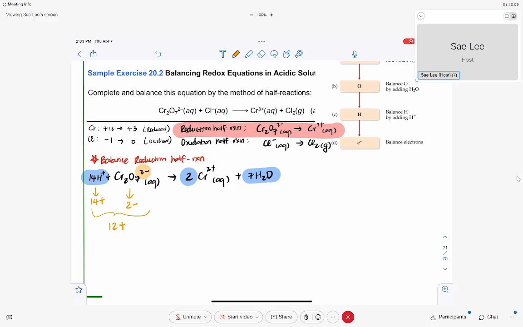Let's take a look at the right side. Chromium has a charge of 3 plus. You have 2 of the chromium 3 plus, which gives a charge of 6 plus. Water is neutral, so it has a charge of 0. So the total net charge for the right side is going to be 6 positive. To balance the charge on both sides, we need to add 6 electrons on the left side, right?